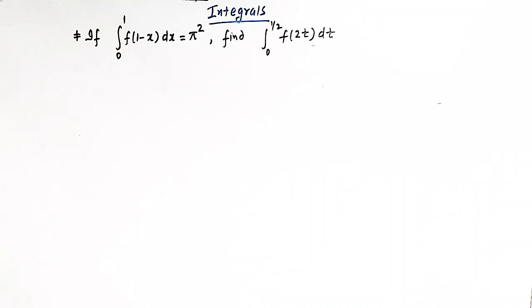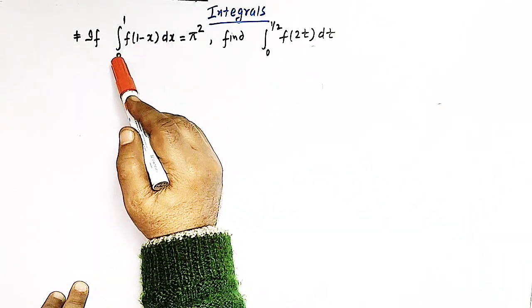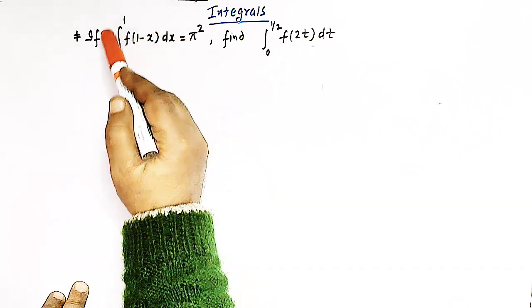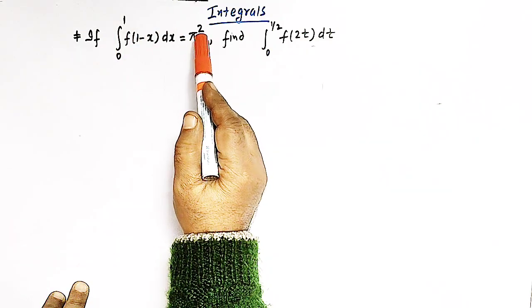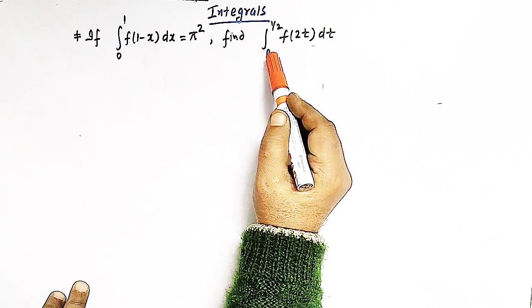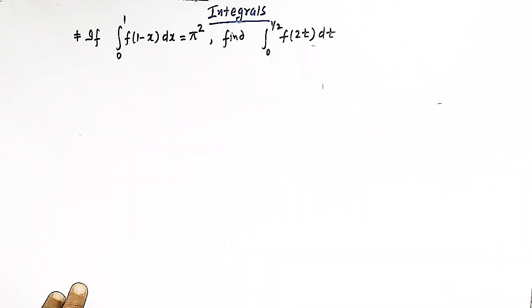Hello viewers, in today's session we are going to discuss an important conceptual problem from definite integrals. In this class we are going to solve a problem where we are given an integral, that is, the integral from 0 to 1 of f of 1 minus x dx. The value of this integral is pi square, and we have to find the value of the integral from 0 to half of f of 2t dt, right?